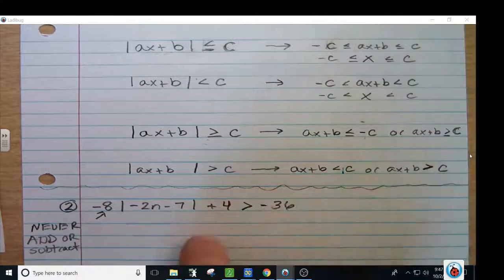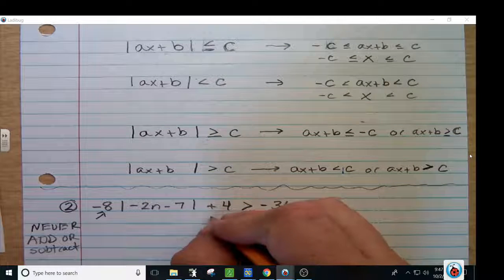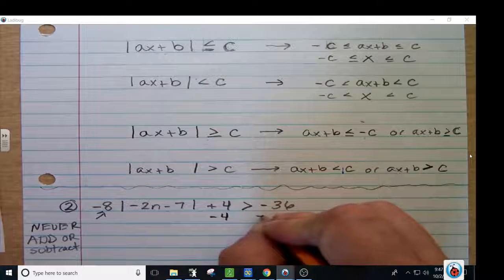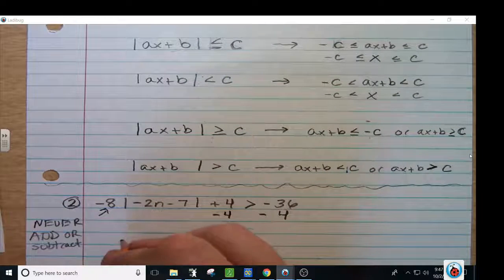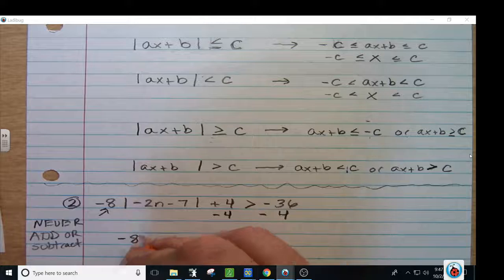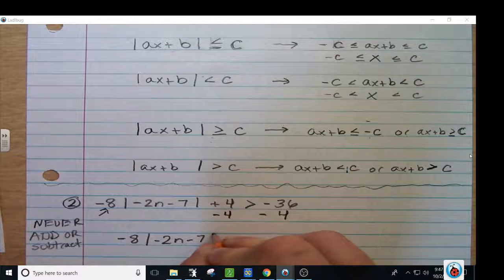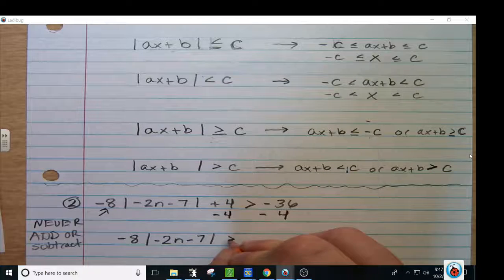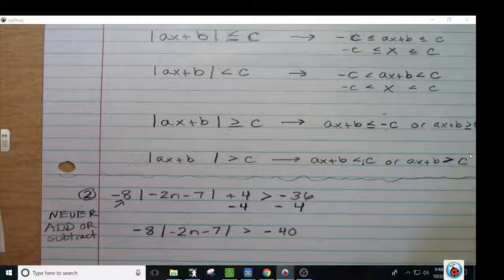So now what we need to do is, guys, this constant here just hanging out, we need to get rid of it. So we're going to subtract 4 from both sides. That gives me negative 8 absolute value of negative 2n minus 7 greater than negative 40.